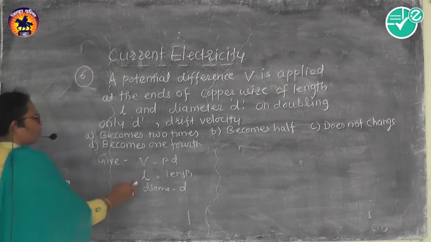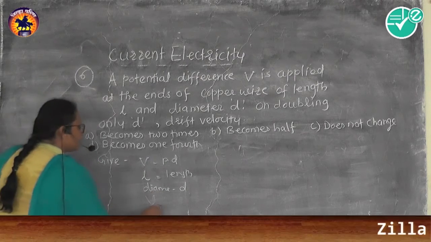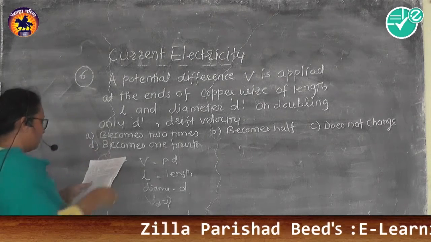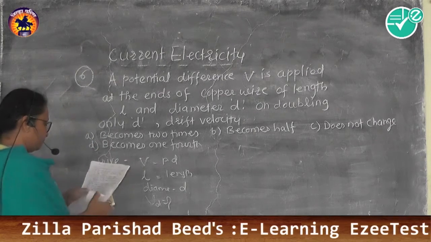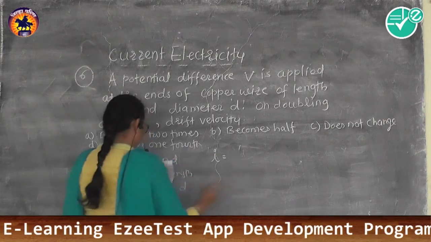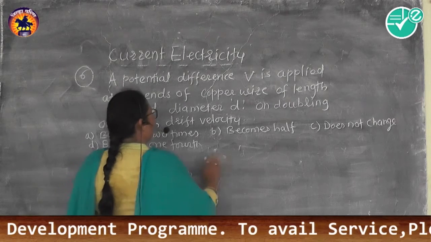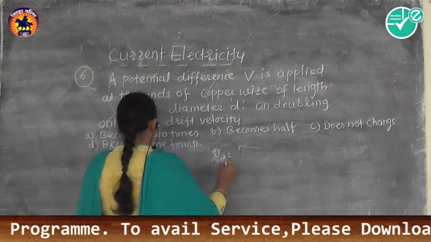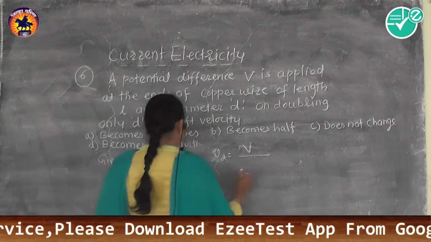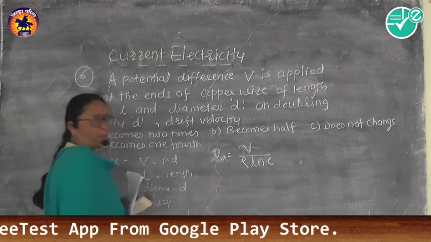In this case, if we only increase the diameter, what will be the effect of the increase in diameter on drift speed? First of all, write the equation in terms of drift velocity or speed, from current I. Drift speed can be written as Vd is equal to V divided by rho L N into E.